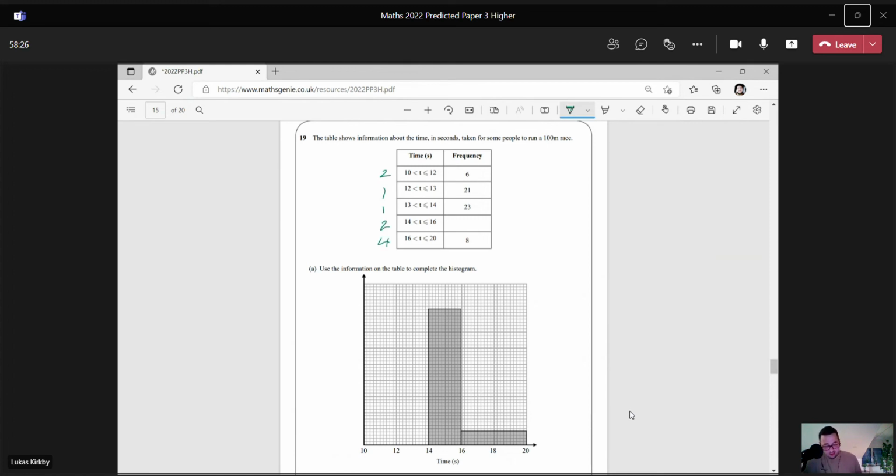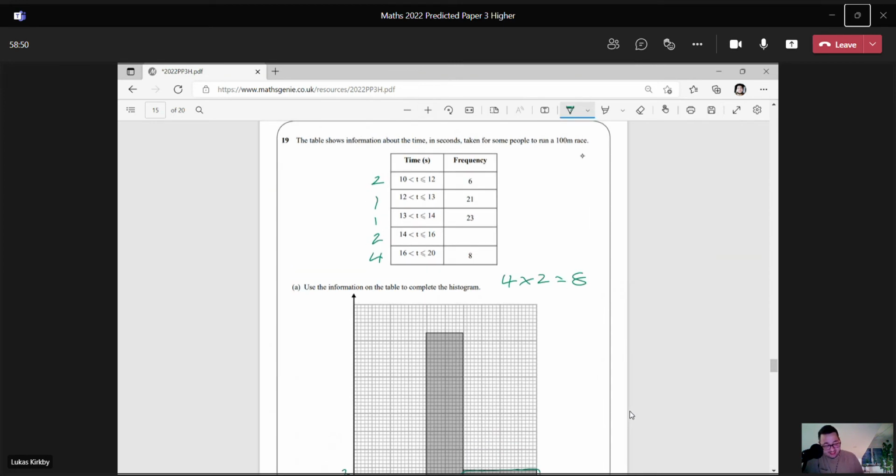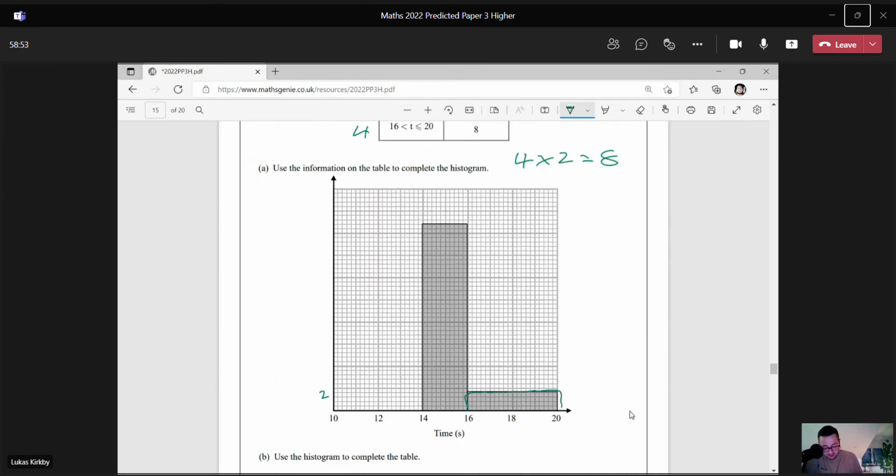Okay, now let's look at what box we've got. Now here we've got between 16 and 20. Now the box width is 4 and we're ending up with 8. So that's got to be 4 times 2. So 4 times 2 gives me 8. So that makes me think that this line is going to match up to 2. And that's going to give me my scale on the left hand side. So if that's 2, it's going up in 5s, isn't it, for every big square.